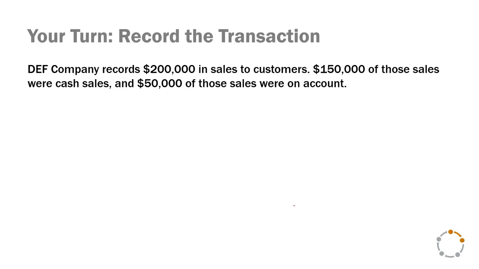Okay, the first transaction. DEF Company records $200,000 in sales to customers. $150,000 of those sales were cash sales and $50,000 were sales on account. Remember, you need to write the journal entry to record the transaction, and then you need to record the impact on the individual T accounts affected. Take a few minutes, give it a try, then come back, we'll see how you did.